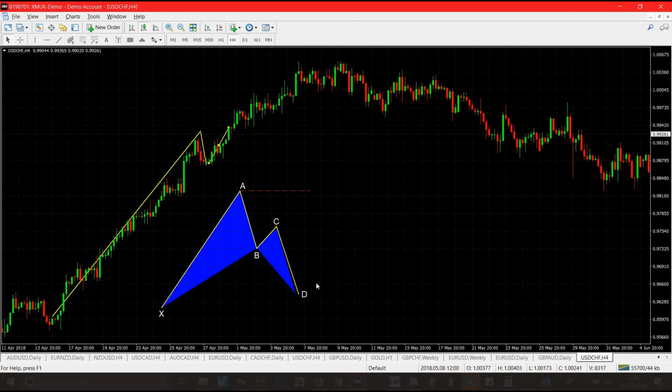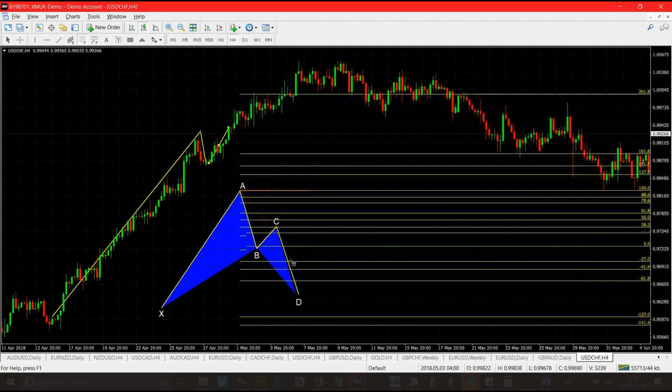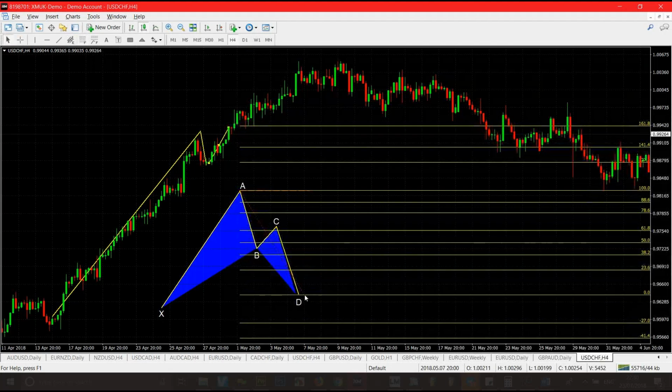So how do you find your TP? It's really, really straightforward. You go back to using your Fibonacci. And where do you draw it from? From your A. You drag it down to your D. And my first TP is always the 38.2, which would be from this level to this level. My next TP is always the 61.8, still from this level to this level.